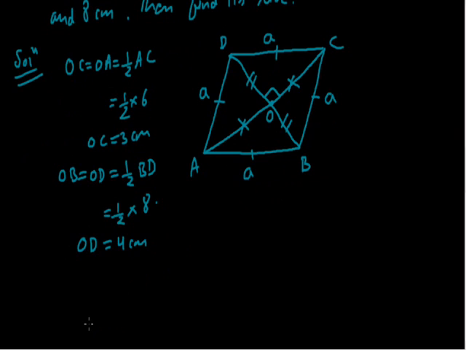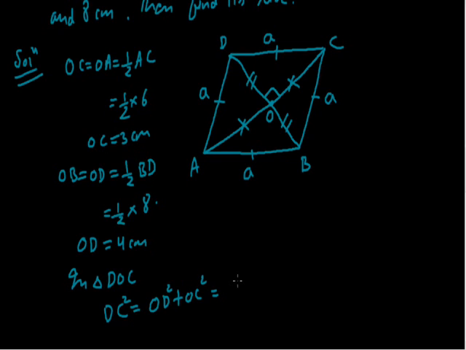Now in triangle DOC we apply the Pythagoras theorem. So this angle is 90 degree. So the side opposite to 90 degree is called hypotenuse, that is DC. So DC square is equals to OD square plus OC square.